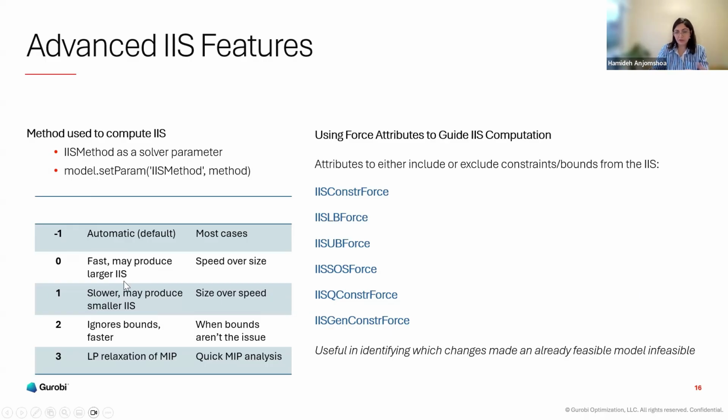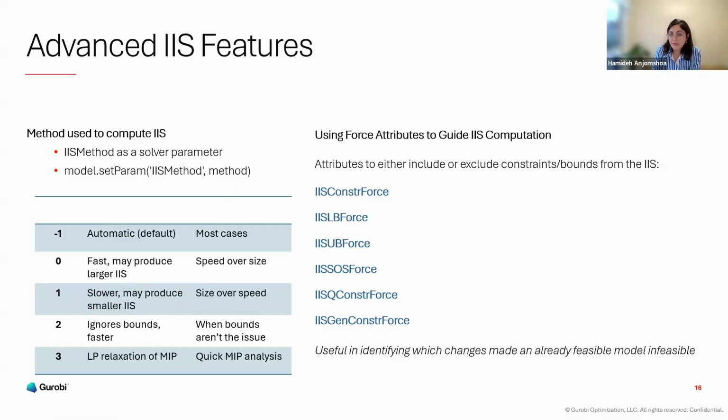But remember, it might be a larger IIS. You might throw a huge number of constraints, saying all of these are not working well together, and you have to go through each. But if you want to spend more time, but have a smaller IIS set so that it's easier to read and investigate, you can use method one. And we have two other methods as well.